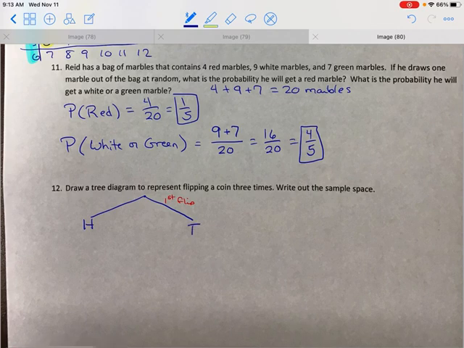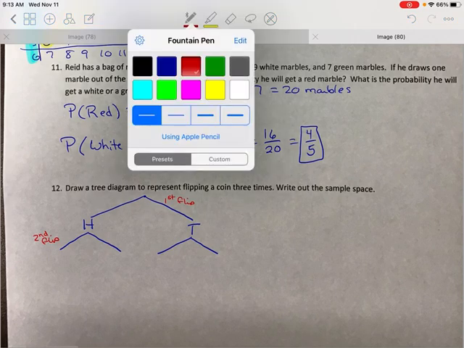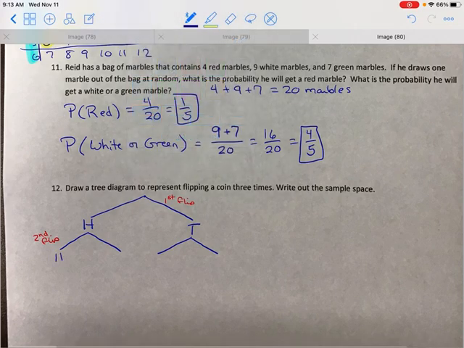All right, so then I want the second flip. So over here on the left, let me go ahead and write this. This whole line represents the second flip. So on the left, it assumes I got heads the first time. So after that, the second time I could get heads or tails. This side assumes I got tails the first time, and when I flip the second time I can get heads or tails. So when I get to the third flip, I'm going to have to come off of each of these branches.